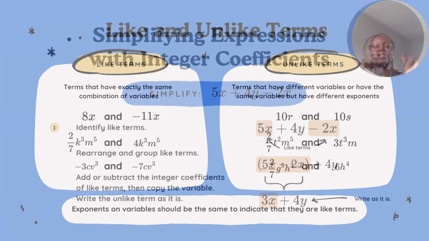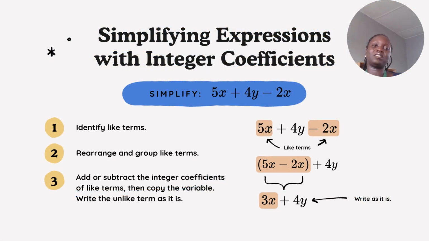Then we move to simplifying expressions with integer coefficients. We want to simplify 5x plus 4y minus 2x. Now 5x and 2x are like terms. The only unlike term that we have there is 4y.